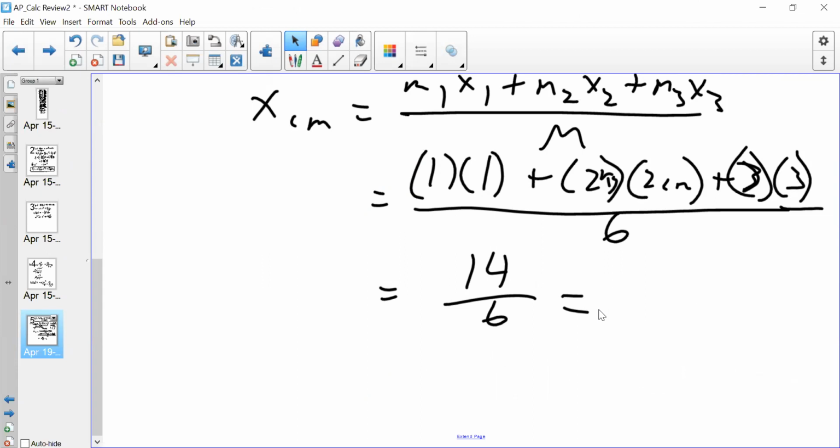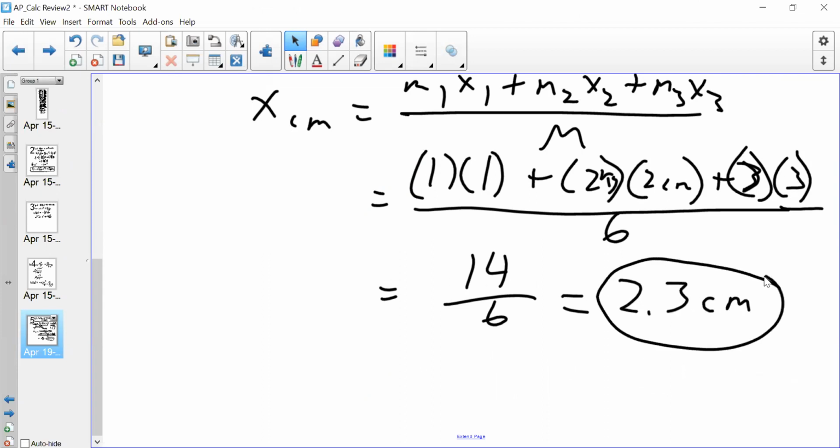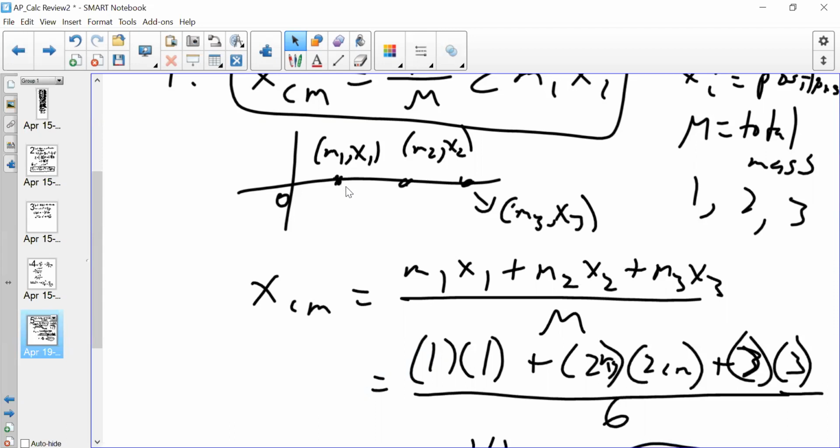So you guys remember that? Anyway, the center of mass of the entire system is at 2.3 centimeters. So this is 1, this is 2. So somewhere right in here would be the center of mass of that system.